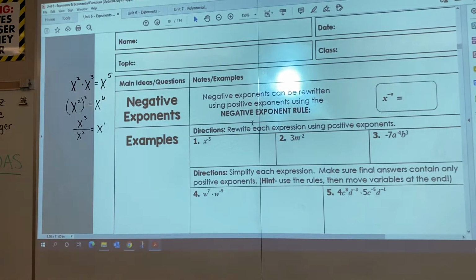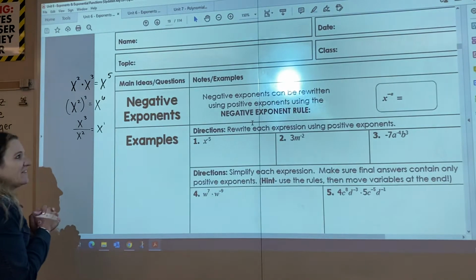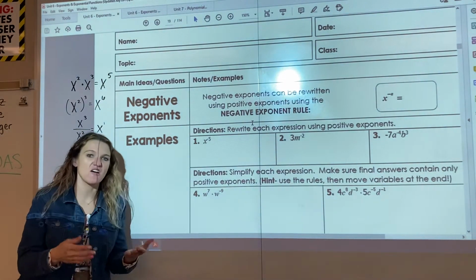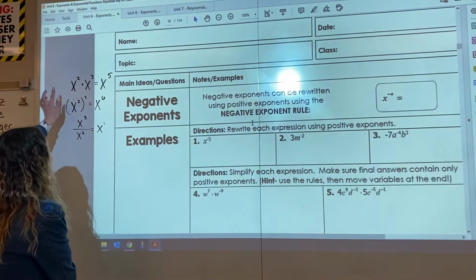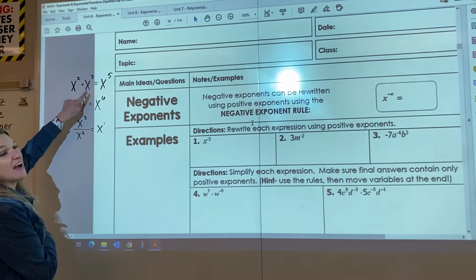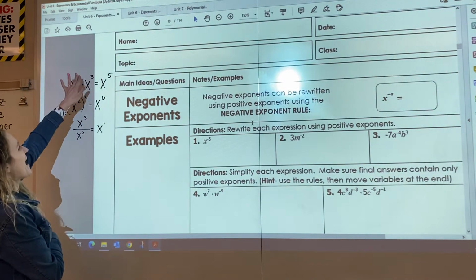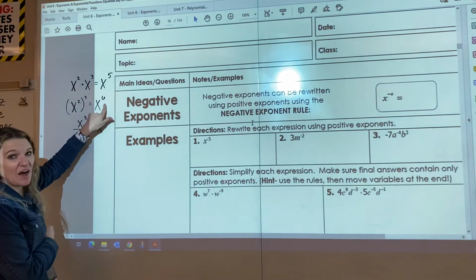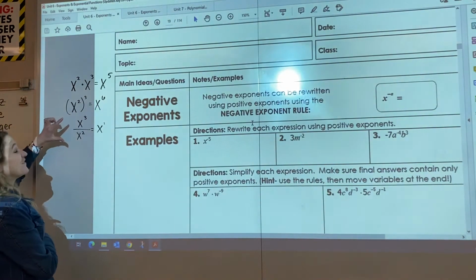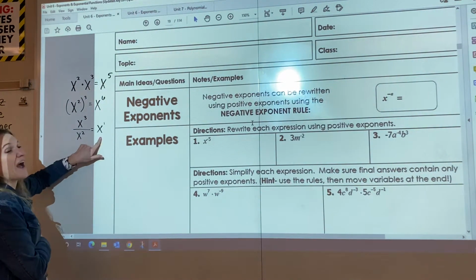Today we're going to be looking at the rule with negative exponents. But before we do that, we want to keep in mind the three rules we've already learned. First of all, when you have the same base and you multiply across, you add your exponents. Power to a power, we multiply exponents. When we're dividing exponents, we subtract.